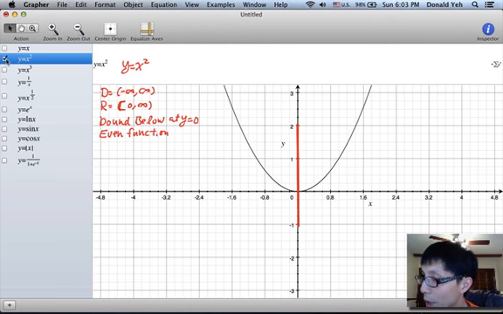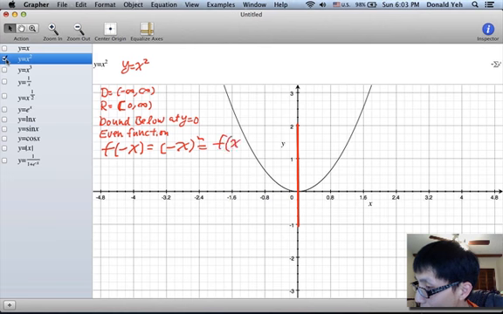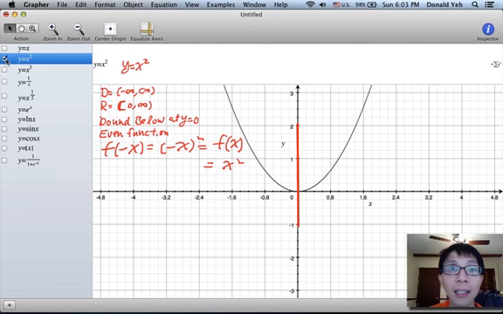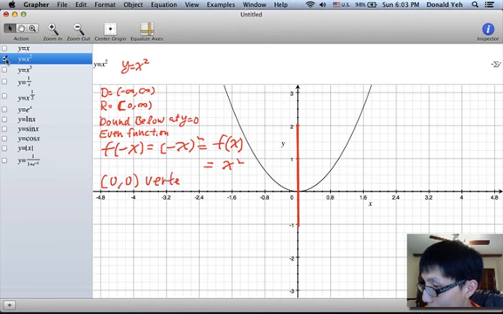You can also prove it algebraically. You can say f of minus x equals minus x squared, which equals positive f of x, because that's equal to x squared. So you say that's an even function. And you're going to tell me there's an x-intercept at 0, 0, or vertex. So in this case, there's a vertex at 0, 0, or x and y intercept. The vertex at 0, 0 is really, really important, because later on you're going to tell me how the shifts go from that vertex.